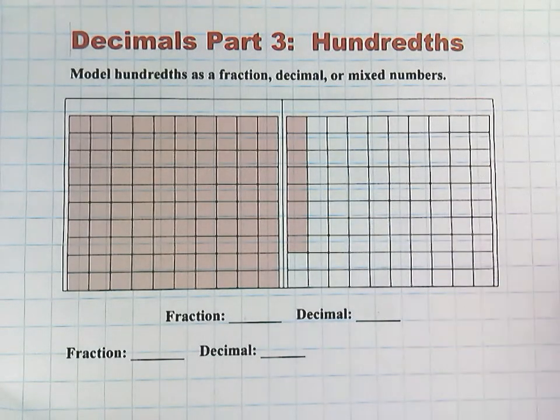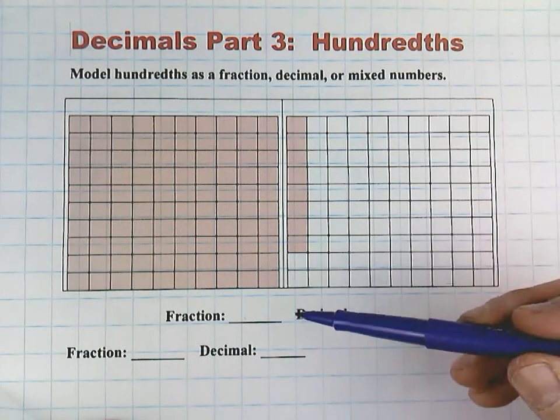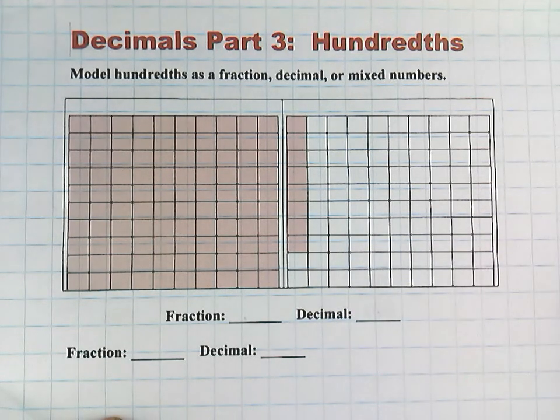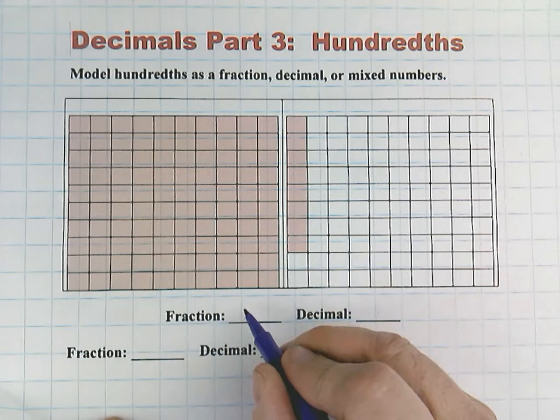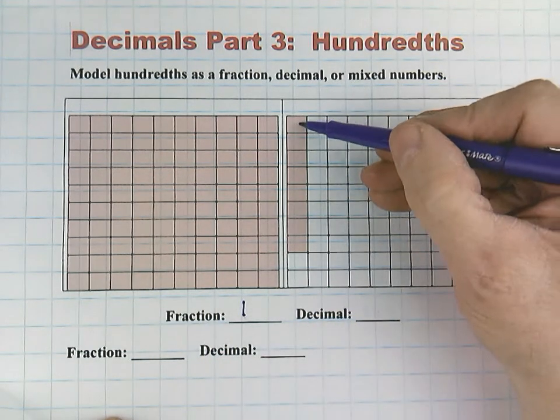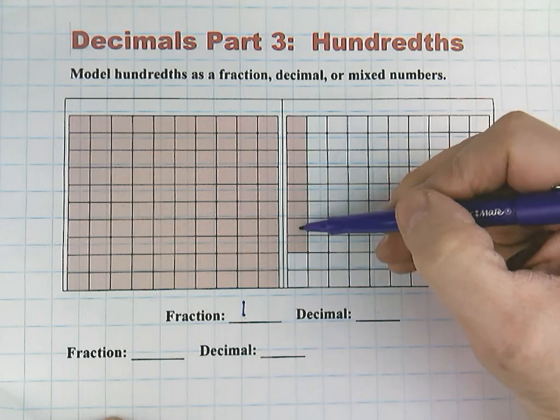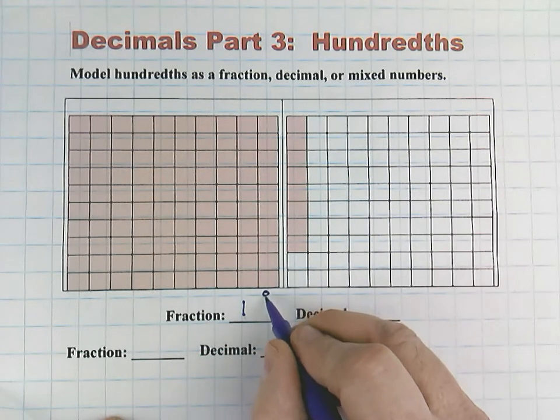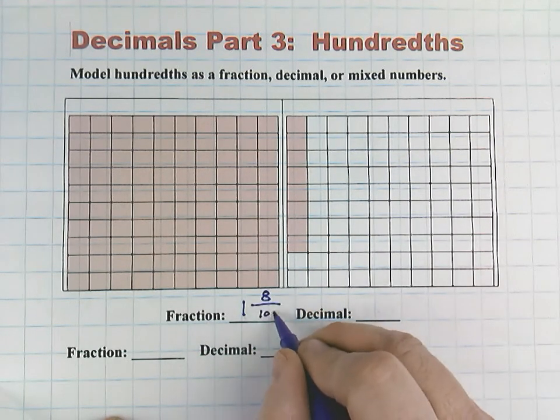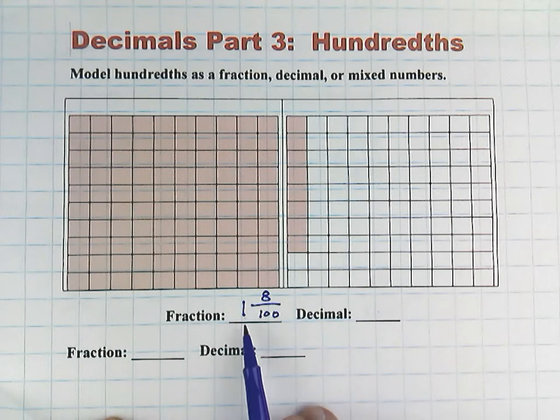Try one, pause if you want. Write it as a fraction and as a decimal. Okay, how'd you do? I'm seeing here that this would represent 1, and this would be a total of 1, 2, 3, 4, 5, 6, 7, 8 hundredths. So in fraction form, we have a mixed number that reads 1 and 8 hundredths.